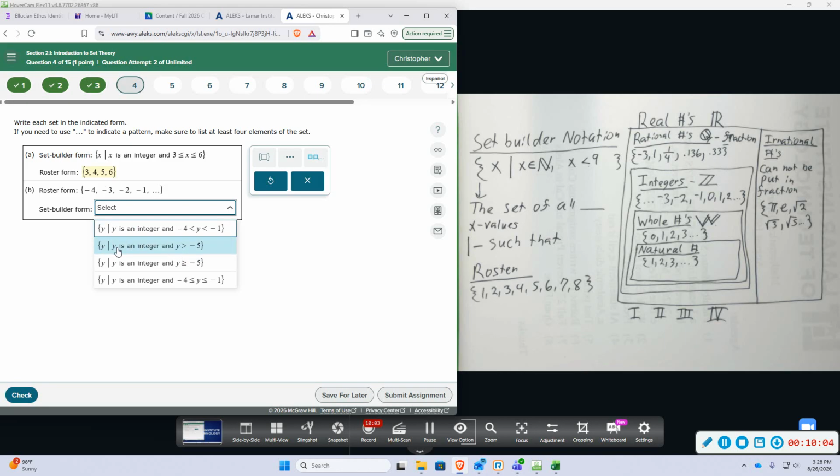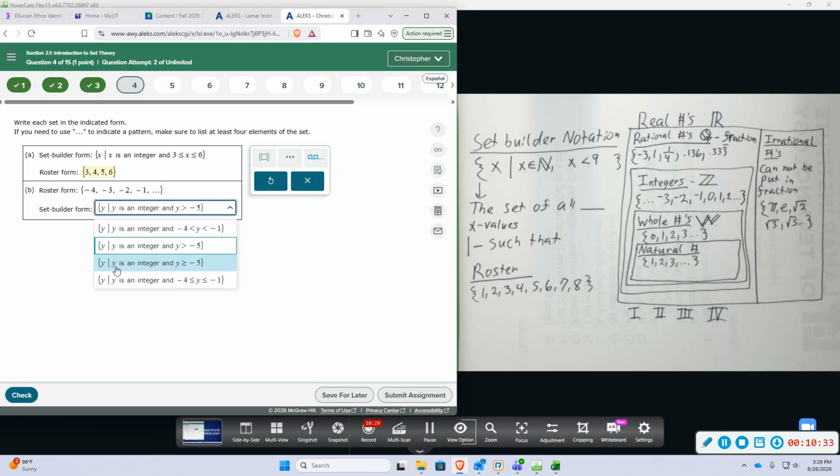This one, the set of all y values such that y is an integer and y is greater than -5. Greater than -5 actually looks really good, because we have -4, -3, -2, -1, and then this dot, dot, dot tells me that it continues. So this set would include all of these numbers and everything greater. This one looks good.